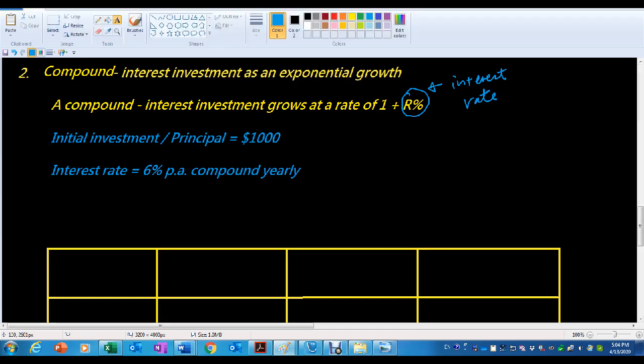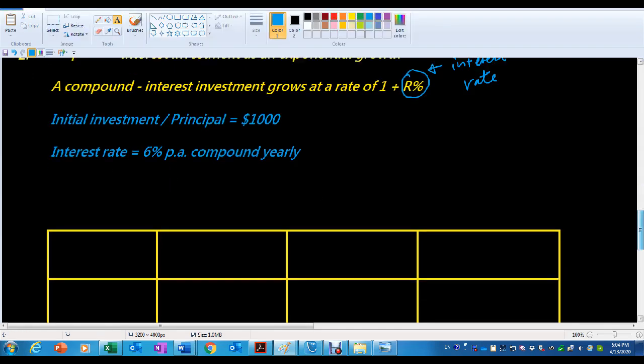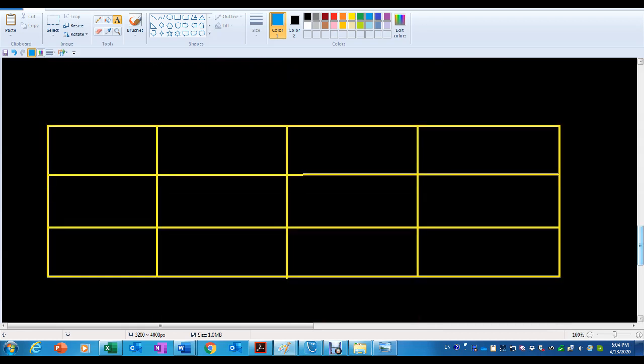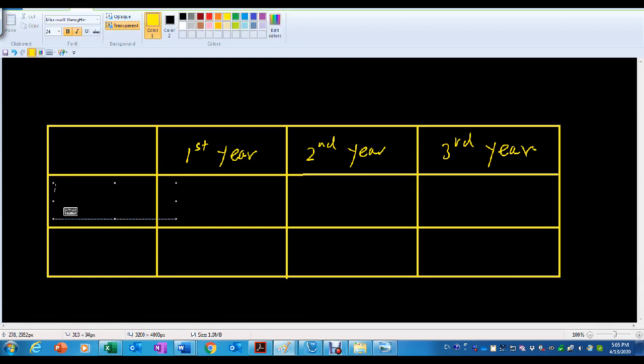Alright, so that's the interest rate. Let's say this is our first year, second year, and third year. Let's say this one is what we call the principal.